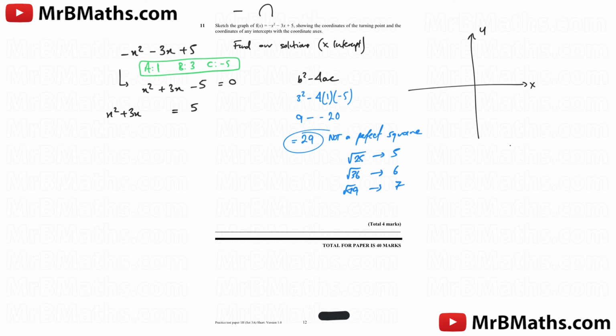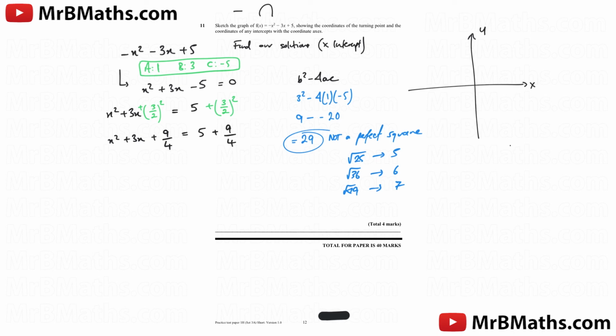Now we need to find our magic number, and the magic number is b over 2 squared. So b is at the moment 3, so we're going to have 3 over 2 all squared. So we're going to add that, and then add that to this side as well. So then we're going to write this again. So we've got x squared plus 3x, and this is going to be plus 9 over 4, because 3 squared is 9 and 2 squared is 4, equals, and again 5 plus 9 over 4.